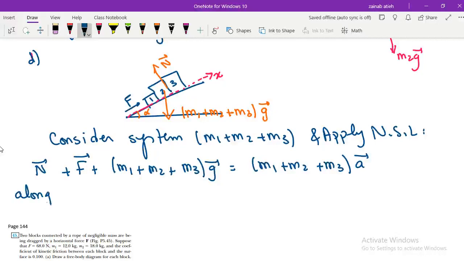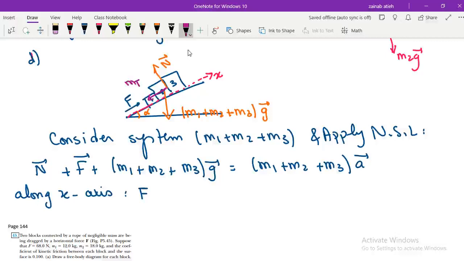Along the x-axis, I don't care about the y-axis because I'm only searching for a. So the x-axis is enough. Along the x-axis I have F and I have a component of the weight, because you can see that the weight is oblique between the x-axis and the y-axis. If I want to project along the x-axis, we get mg sine alpha.